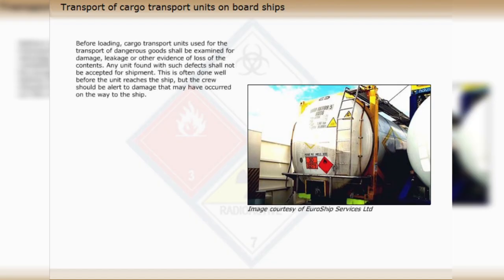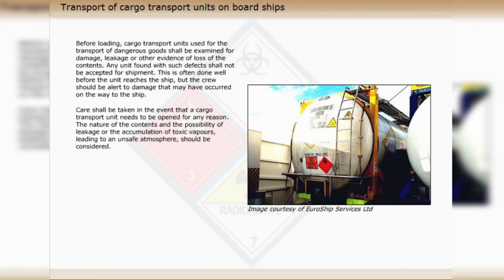Before loading, cargo transport units used for the transport of dangerous goods shall be examined for damage, leakage, or other evidence of loss of the contents. Any unit found with such defects shall not be accepted for shipment. This is often done well before the unit reaches the ship, but the crew should be alert to damage that may have occurred on the way to the ship.